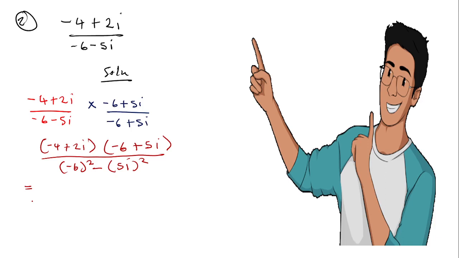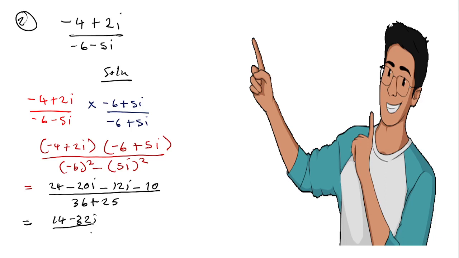At this stage you collect like terms. You're going to say 24 minus 12i. Oh, sorry, 24 minus 10. 24 and negative 10 are the like terms. So 24 minus 10 is 14. And then negative 20i minus 12i is simply going to give you negative 32i. Okay, so over this, you're going to have 61 down there.